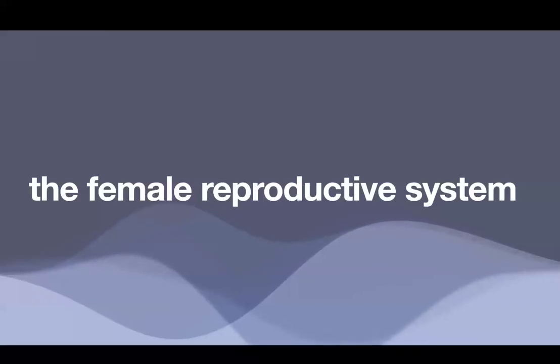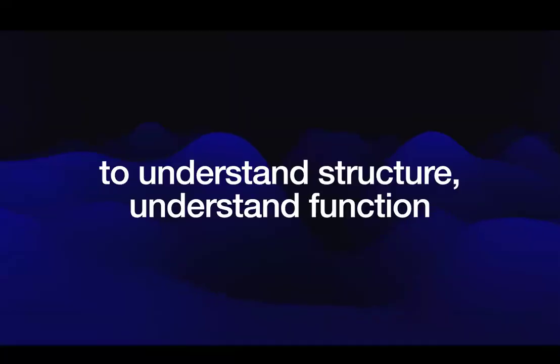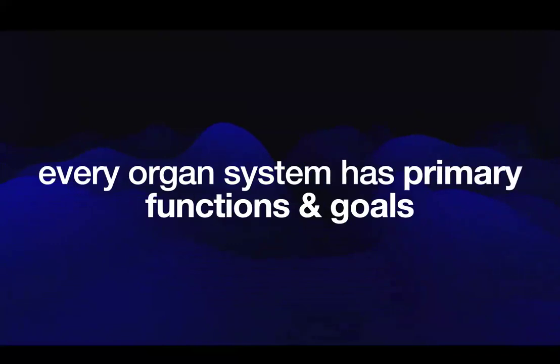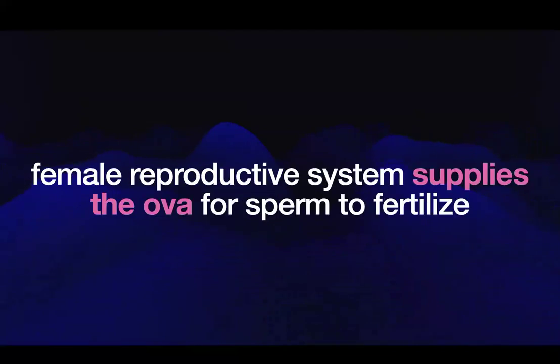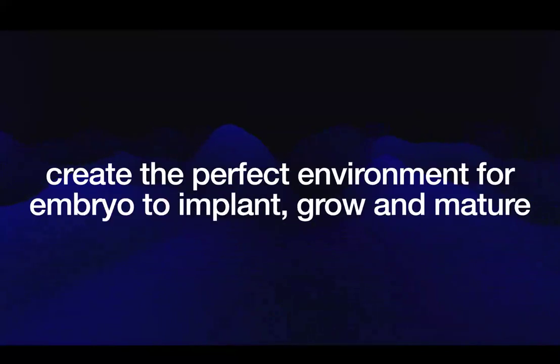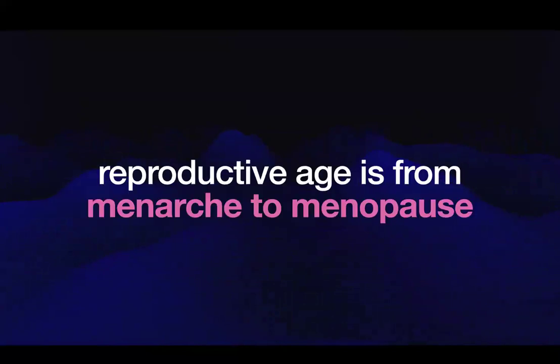Moving on to the female reproductive system, I think it's always important to understand structure. You must understand function and vice versa. If you know the structure, you will know the function. And if you know the function, it will better help you appreciate the structure. So the main goal of the female reproductive system is to supply the ova for the sperm to fertilize and then serve as this perfect environment for the embryo to implant, to grow and mature and eventually leave as an independent little baby.